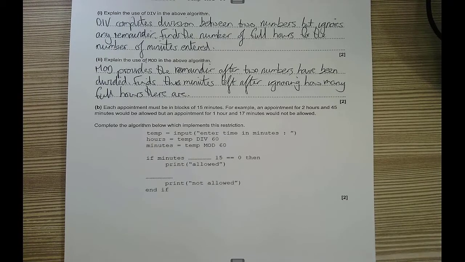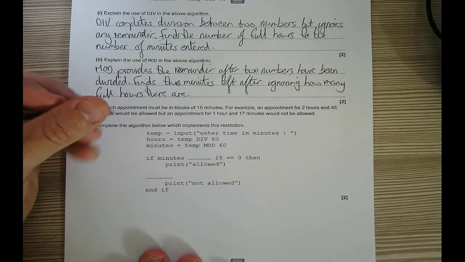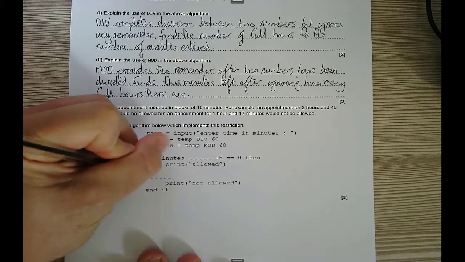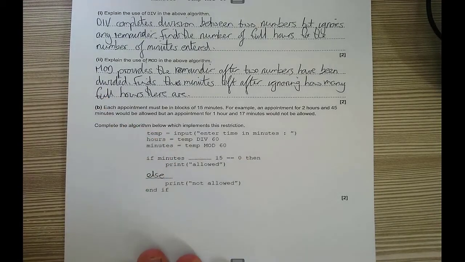So we've got temp equals input enter the time in minutes, so that takes the minutes. We've got hours equals temp div 60, which finds the whole number of hours. And then we've got minutes equals temp mod 60, which is how many minutes there are as a remainder when you get rid of the whole part. So then we've got if minutes blank 15 equals 0, then print allowed, blank print not allowed. Well, I'm going to go and answer the easy bit first of all. So we've got an if statement, we've got what to do if that's true, so this is going to be else. Okay, else do this.